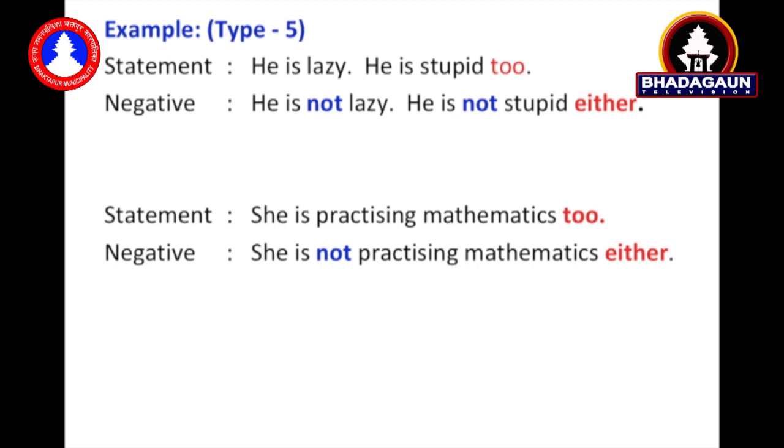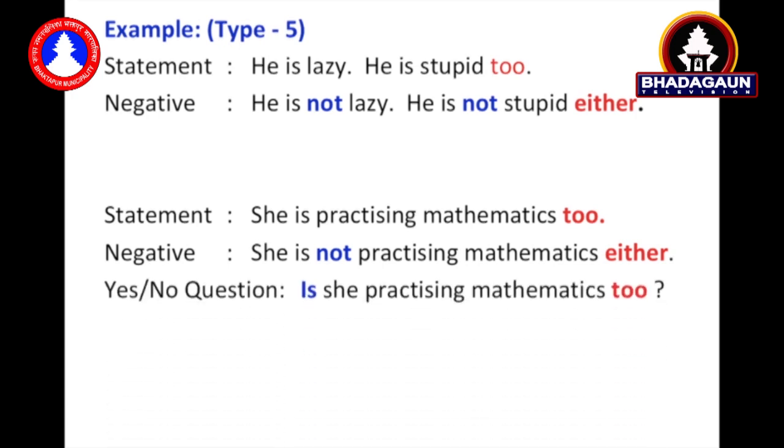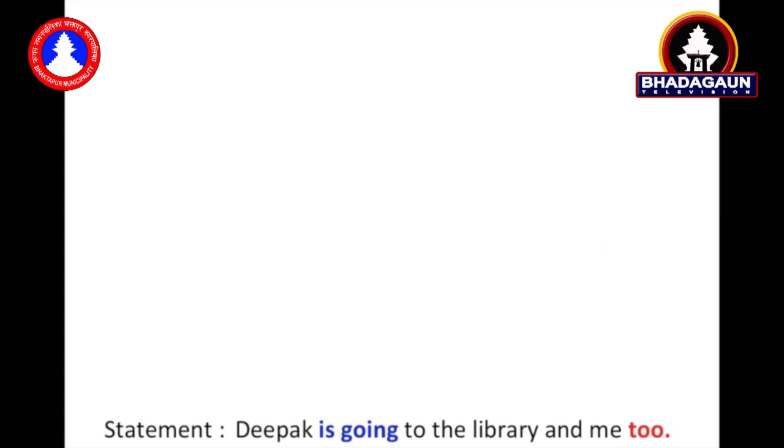But this too is not generally changed into either in the case of a yes-no question. Let's see. Is she practicing mathematics too? And here, the auxiliary verb is used before the subject she, and too is not changed into either in a yes-no question.